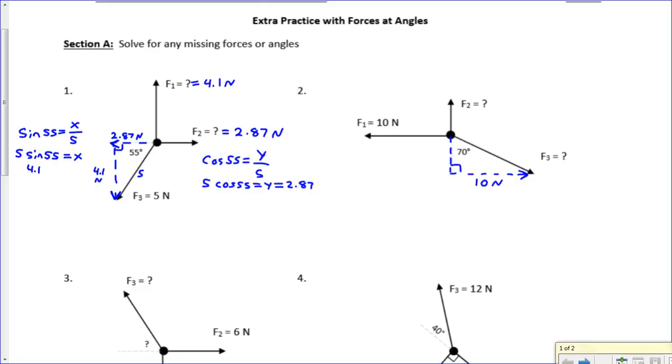If we want to find the horizontal part, we know that the tangent of 70 is going to give us opposite over adjacent, so 10 over whatever that side is there, so I'll call it x. If we solve this, we end up with x times tangent of 70 equals 10, and then we divide both sides by tan 70, and we get x equals 10 over tan 70.